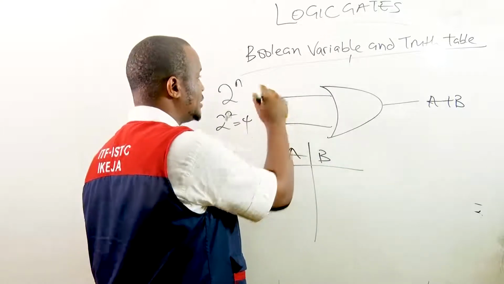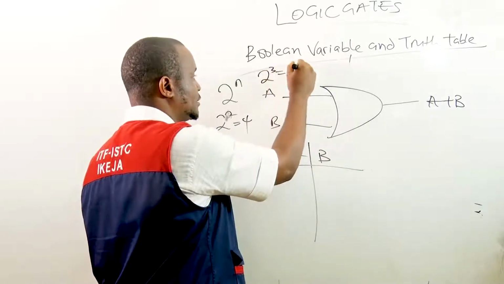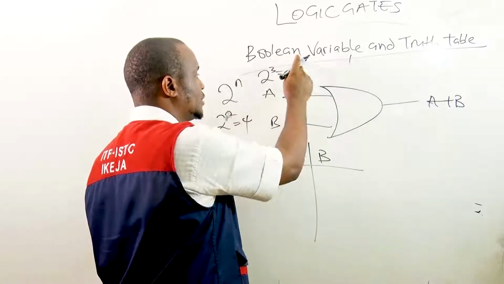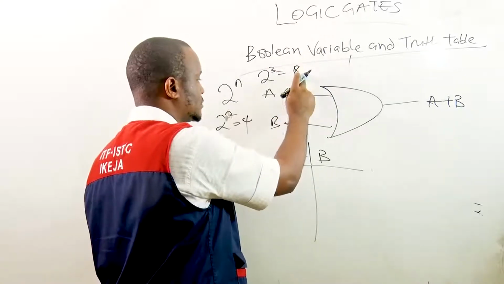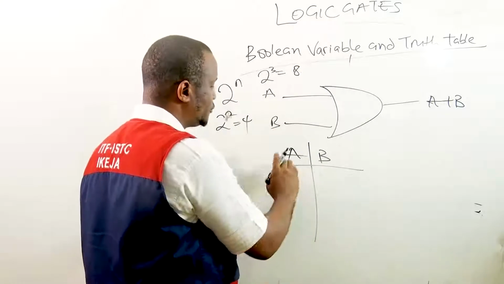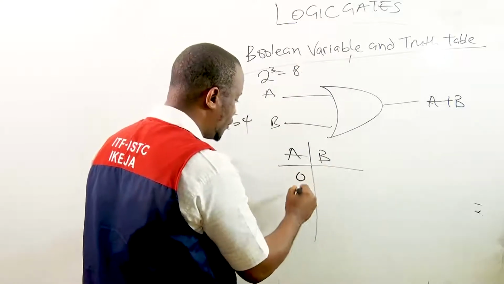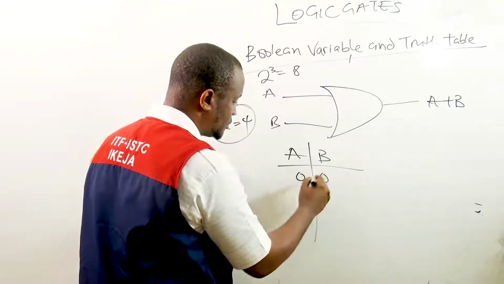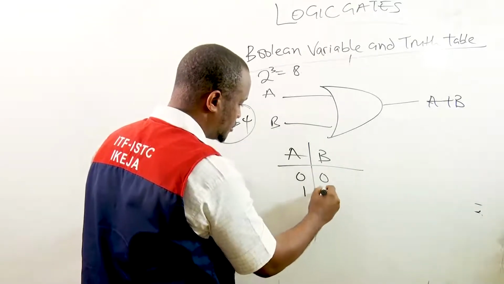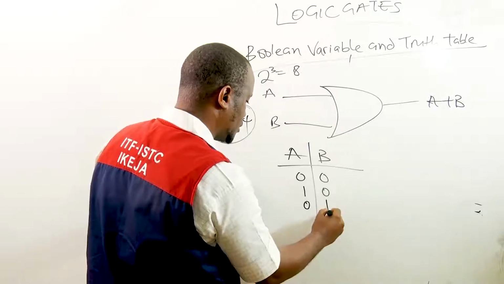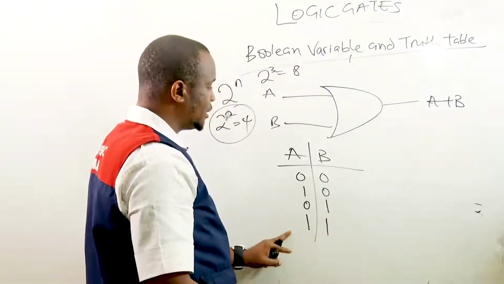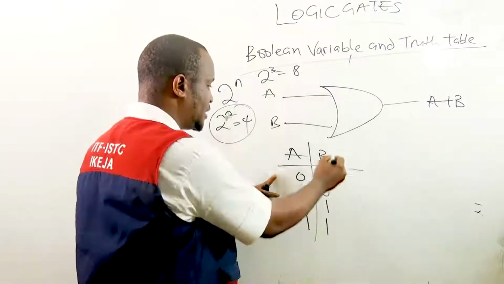So what if it has 3? 2 raised to the power 3 is what? 2 times 2, 4 times 2, 8. So it has 8 possible values. For this one, we have 4 possible values: 0 0, 0 1, 1 0, 1 1. You can see these are all possible values that A and B can have.